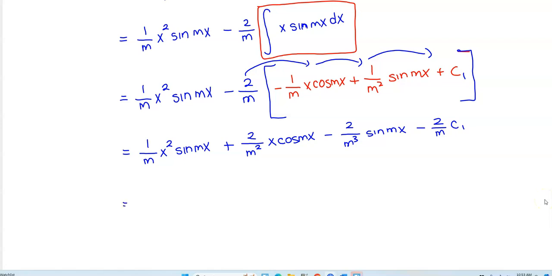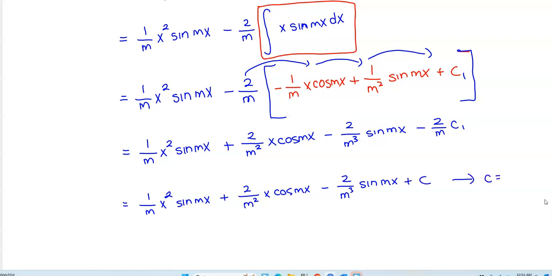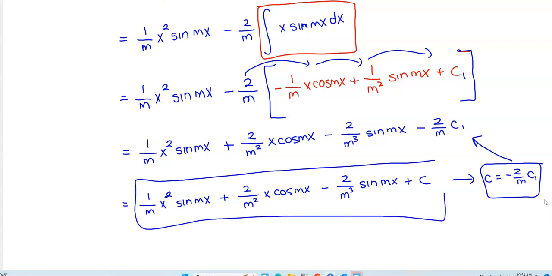So let's go ahead and write our final solution. We have 1 over m times x squared sine of mx plus 2 over m squared times x times the cosine of mx minus 2 over m cubed times the sine of mx plus c, where c is equal to negative 2 over m times c1. And therefore, there is our solution.